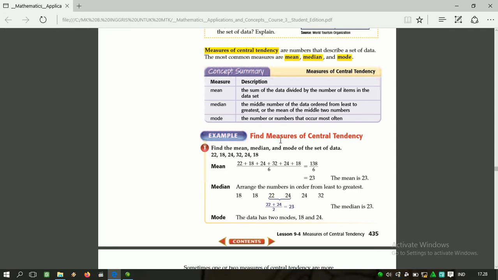Example 1: find measures of central tendency. Find the mean, median, and mode of the set of data. Mean: the mean is 23. Median: averaging the two middle numbers in order from least to greatest. Mode: the data has 2 modes.